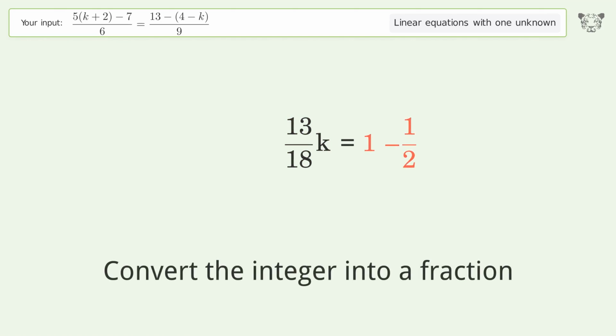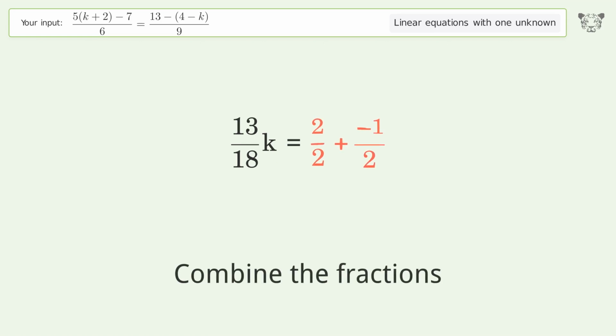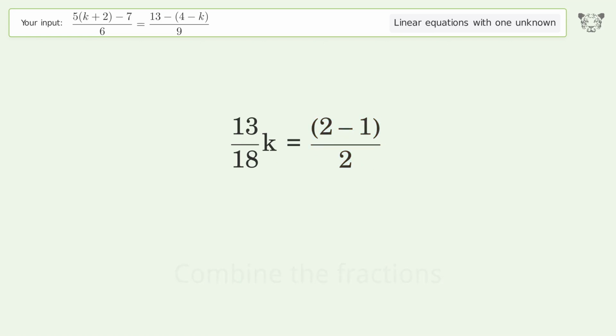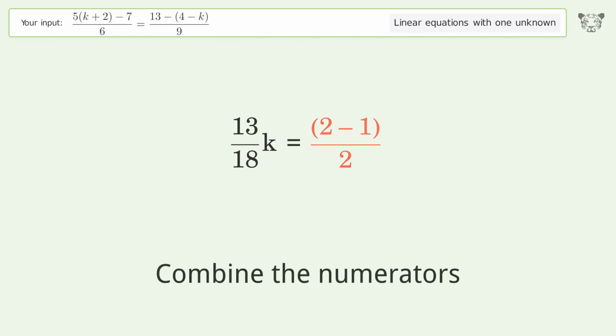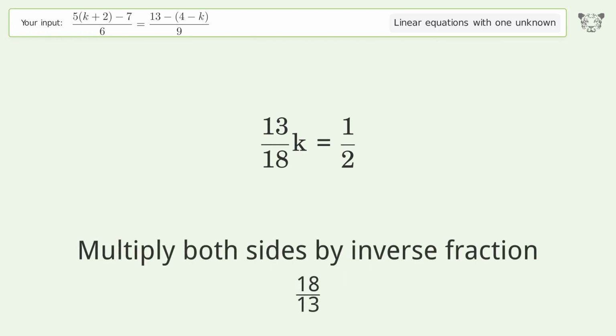Convert the integer into a fraction. Combine the fractions. Combine the numerators. Isolate the k. Multiply both sides by inverse fraction 18/13.